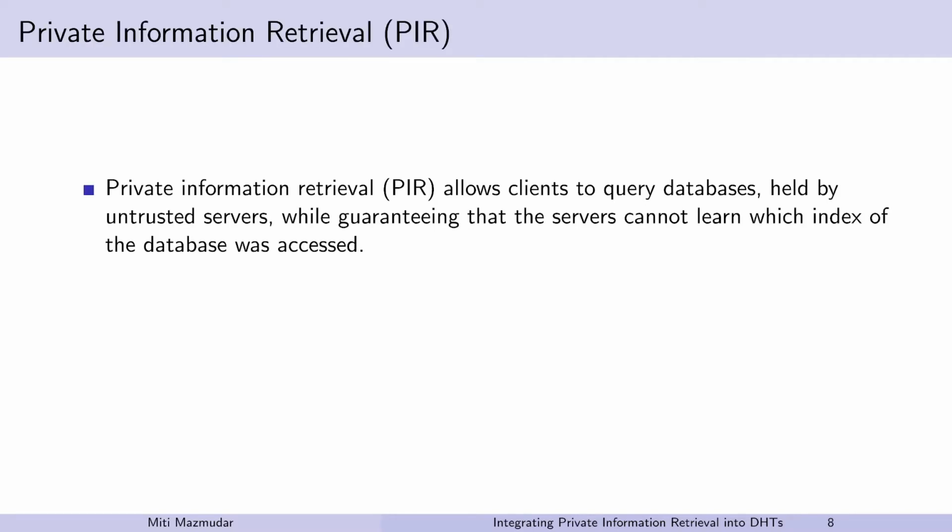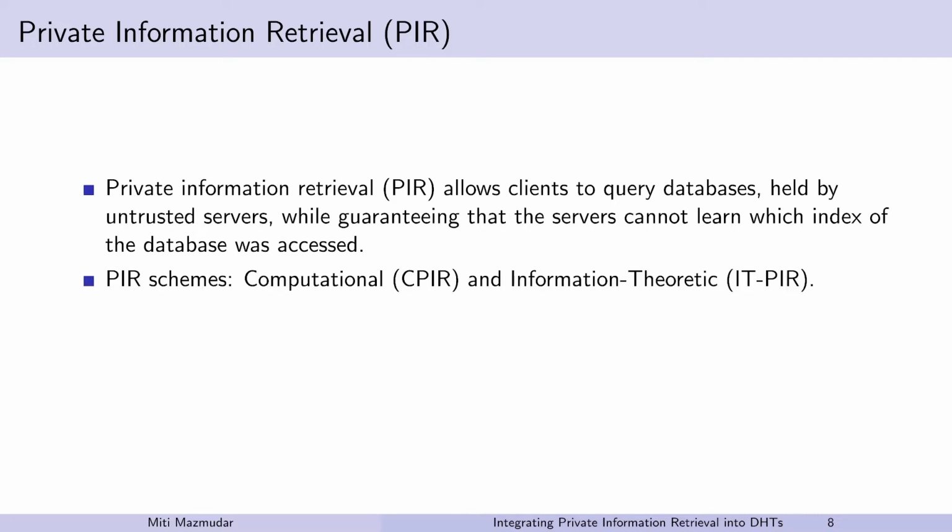In the setting of private information retrieval, we have one or more untrusted server applications that share a database. We can have multiple clients. Private information retrieval allows clients to query these databases while guaranteeing that the servers cannot learn which index of the database was accessed.